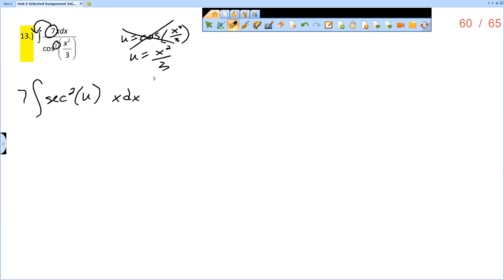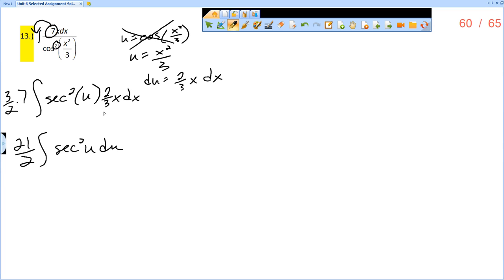All right, so if u is x squared over 3, then that means that du is 2/3 x dx. So now that means I need a 2/3 multiplied with the x, and that means I need a 3/2 multiplied on the outside. So if I do that, I have 21/2 on the outside, and I have the integral of secant squared of u du. Remember, 2/3 x dx, that is du.